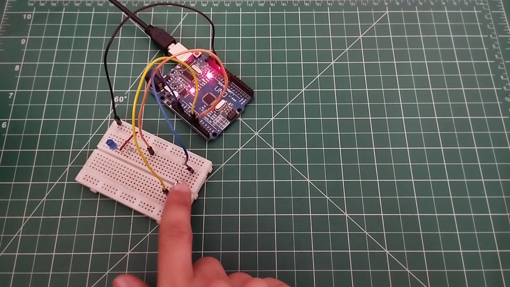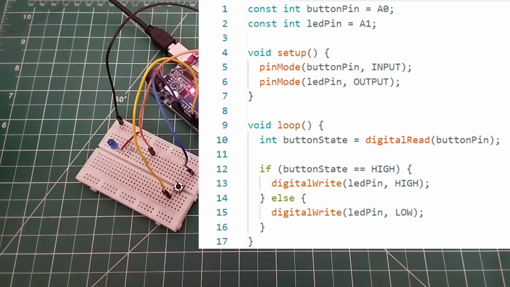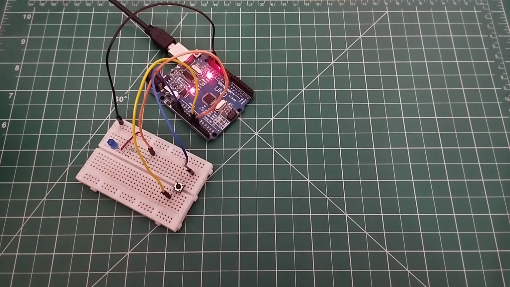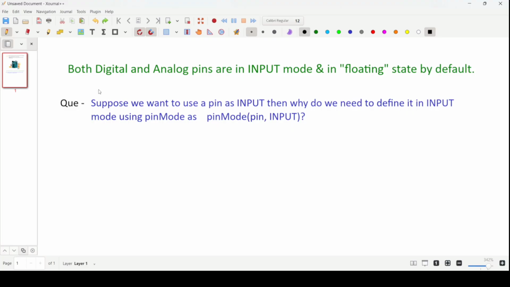So in the circuit, mind that I am using the push button in the input mode and not in the input pull-up mode, right? Because my next explanation is based on this input mode itself. Now let me tell you the key takeaway here: both digital and analog pins are defined in the input mode and they remain in the floating state by default when you power on the microcontroller.